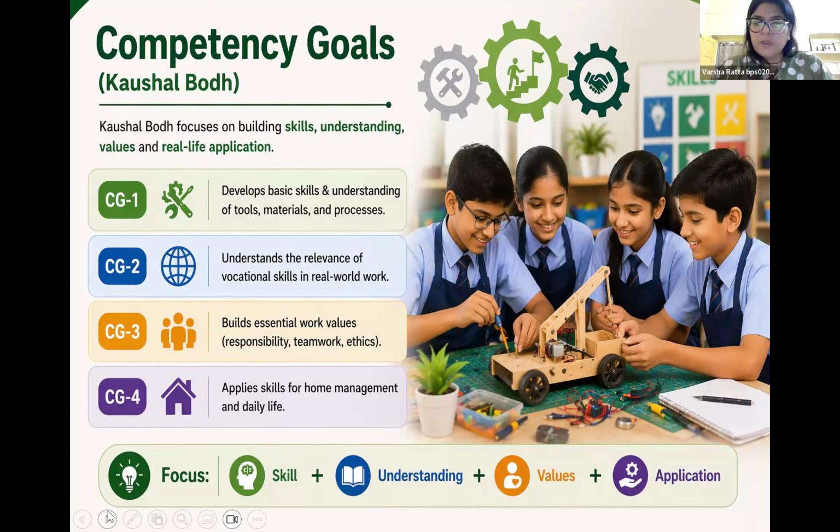CG3, that is competency goal 3, is build essential work values. These values are very important. See, I've been talking to you about the value implementation. Now, what values? Responsibility, teamwork, and ethics. Right? Tapsi, are you there?